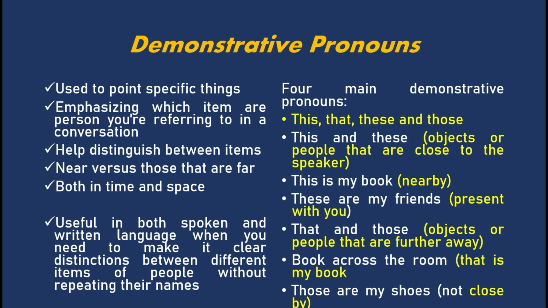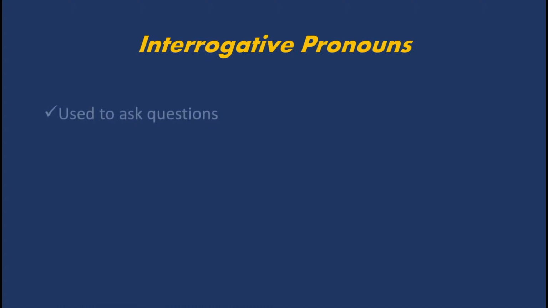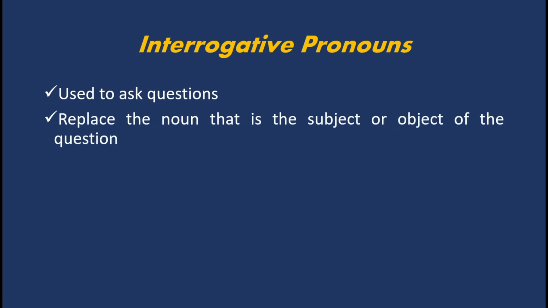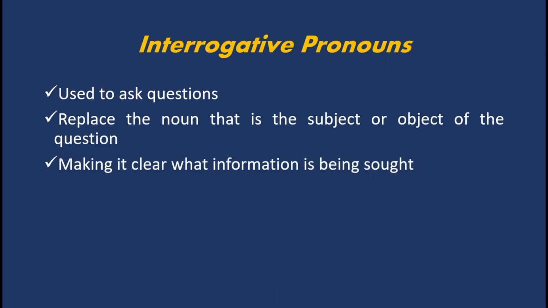The fifth type of pronoun that we are going to discuss is interrogative pronouns. Interrogative pronouns are used to ask questions. They replace the noun that is the subject or object of the question, making it clear what information is being sought. The main interrogative pronouns are who, whom, whose, which, and what.